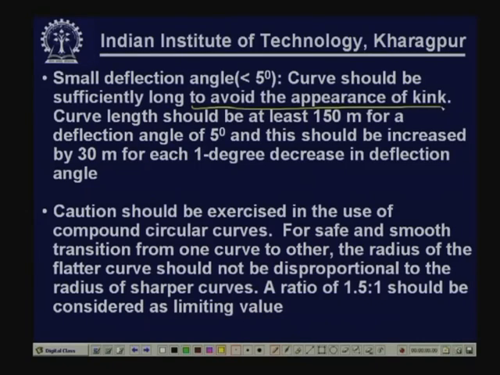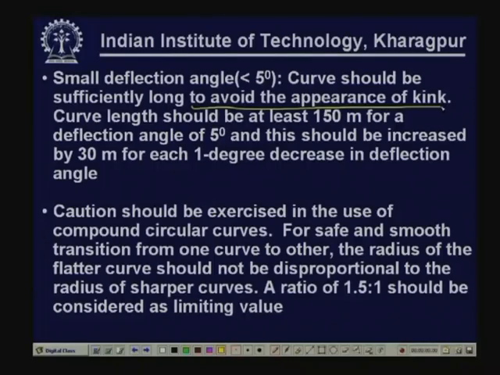Then caution should be exercised in the use of compound circular curves. We should try to avoid them, but for a safe and smooth transition from one curve to another, the radius of the flatter curve should not be disproportional to the radius of the sharper curve. There has to be some sort of compatibility, and therefore a ratio of 1.5:1 should be considered as the limiting value when compound circular curves are used and one is flatter and another is sharper. So, that should be the limiting ratio.